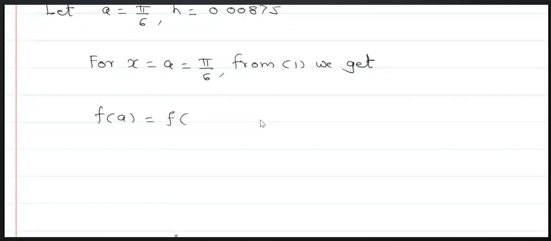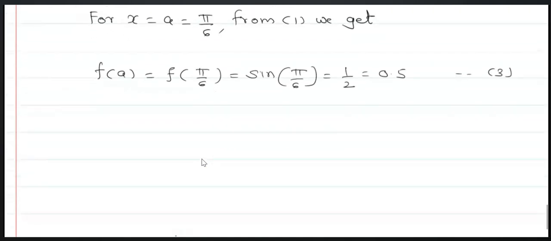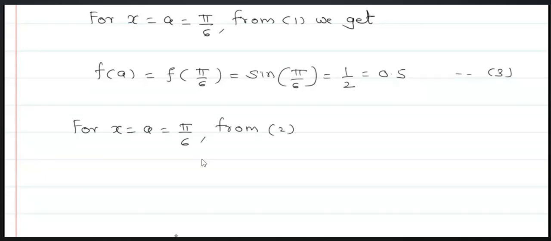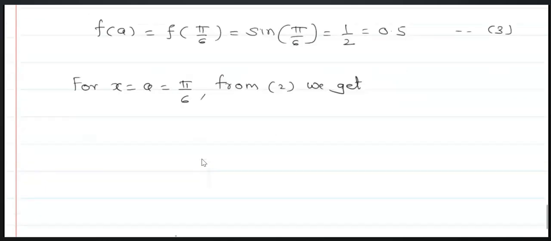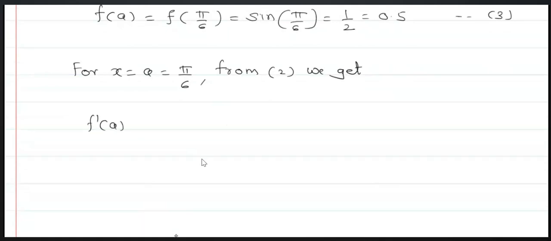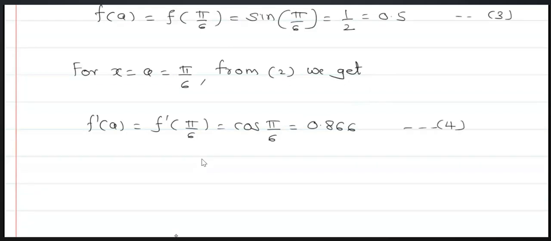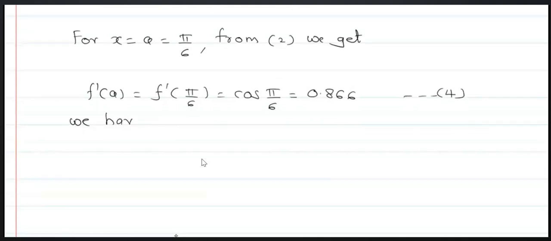That is, f of a means f of pi by 6, that is the sine of pi by 6, which is equal to 1 upon 2, that is 0.5. For x is equal to a, pi by 6, and from 2 we get f dash of a is equal to the derivative of sine, that is f dash of pi by 6 is equal to cos of pi by 6, and that value is given. It is 0.866. And now we have all the values.